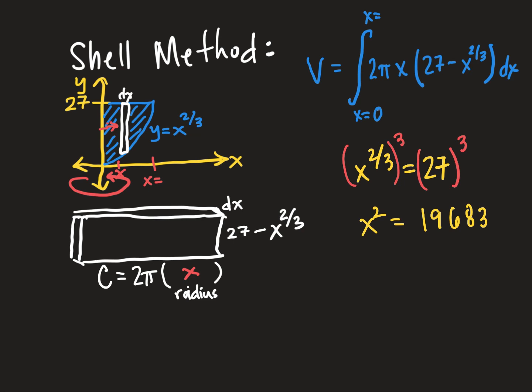Anyway, so if that's true, then we're going to be lazy and just say x equals the square root of 19,683. We're not going to try and simplify that, even though we absolutely could. Anyway, I'm just going to leave that. But that is my upper limit. No, you know what? I'm gonna change it even more. I'm gonna get rid of this 19,000 number.